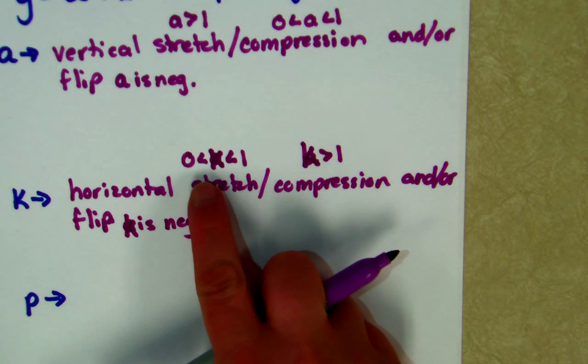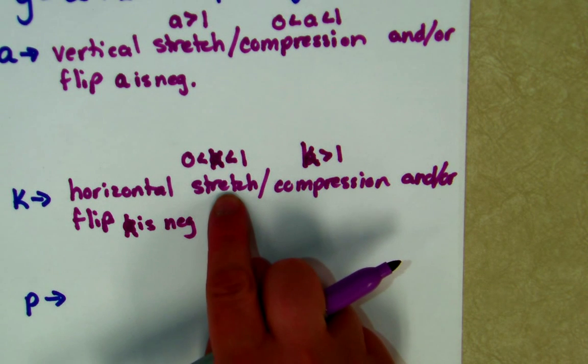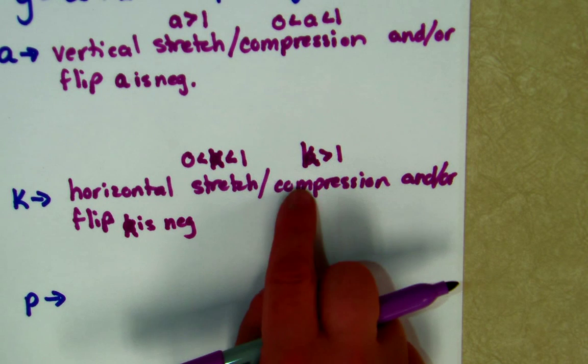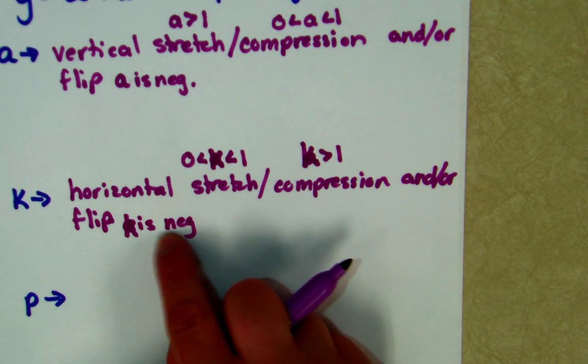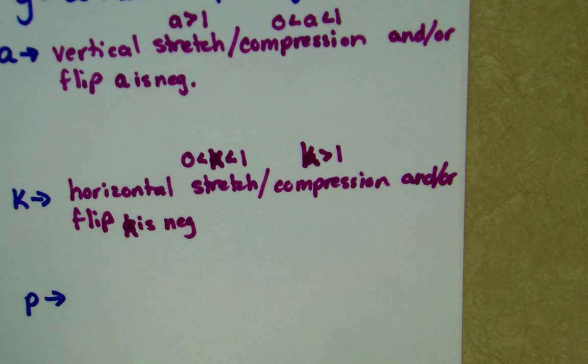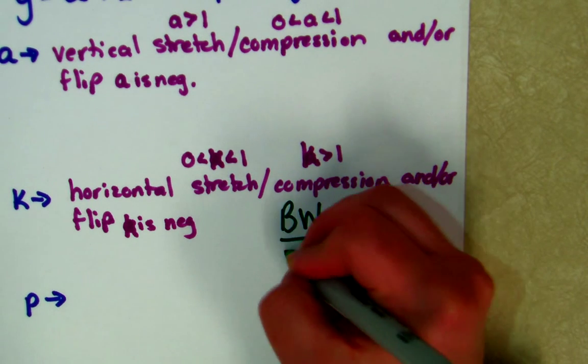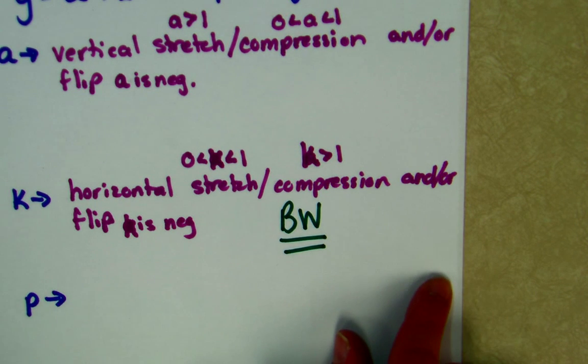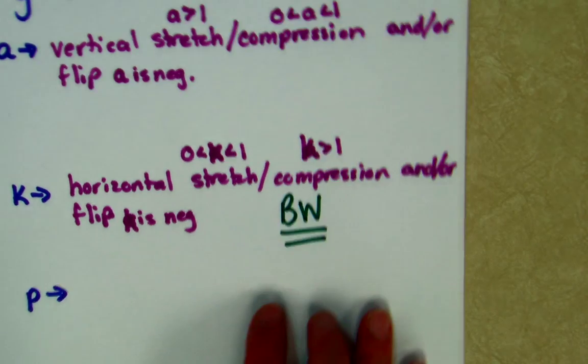So if K is a decimal between 0 and 1, it's a stretch. If K is a number greater than 1, it's a compression. And if K is negative, it flips. Now, I'm going to use the short form BW because bracket world, it's always opposite. It's like when we grabbed the vertex for our parabolas. If it was x plus 2 in the bracket, the vertex was actually at -2. So that's why this opposite exists.